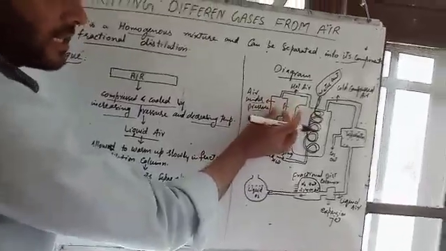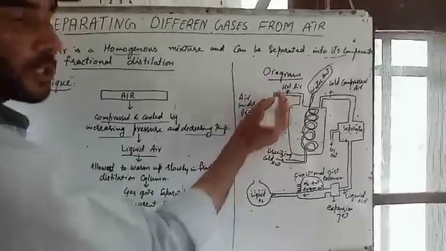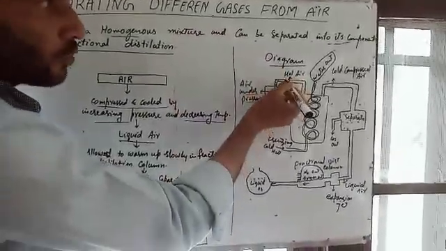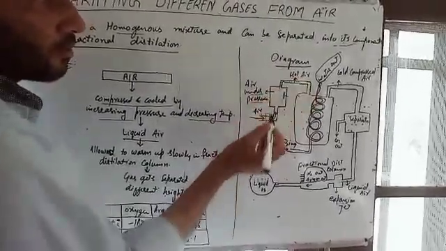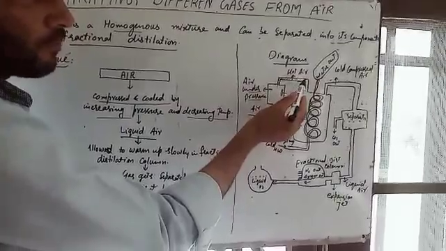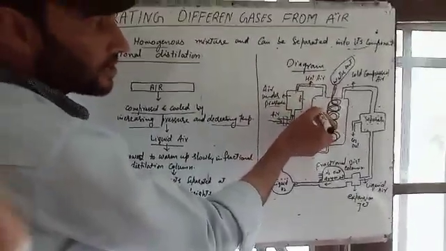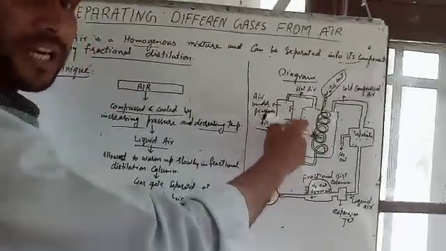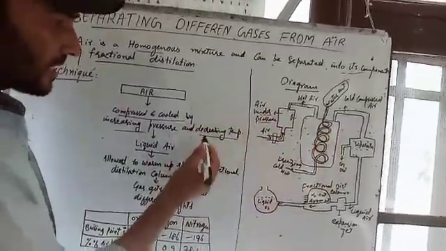When the air is compressed, the air becomes hot. By application of pressure, the temperature increases. That is why I wrote here hot air. Hot air is passed through this pipe, and then it is inserted into the chamber. In this chamber there is a method by which we can decrease the temperature of the hot air. That means the second step, decreasing temperature.